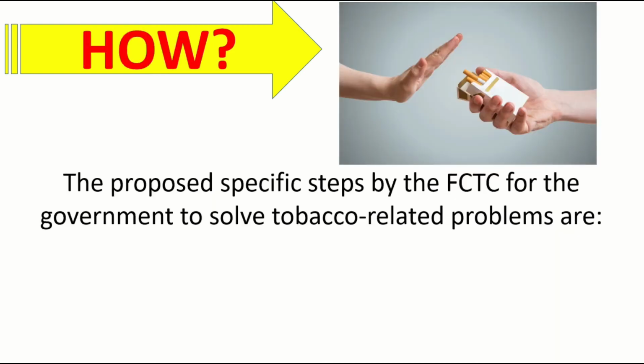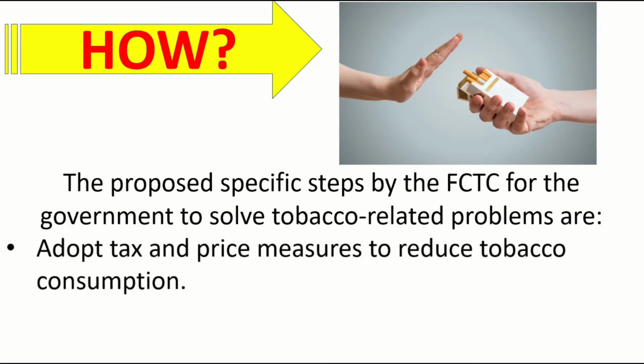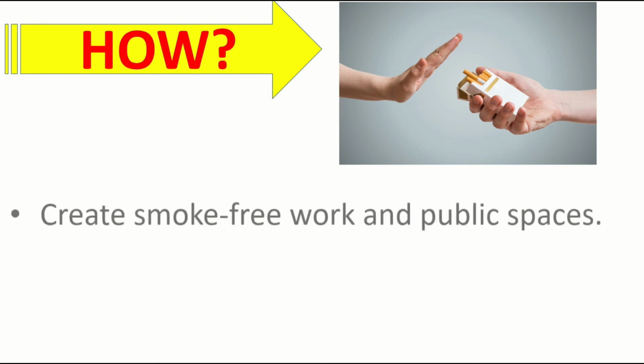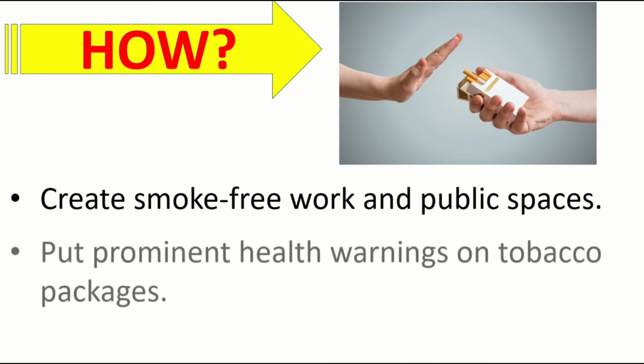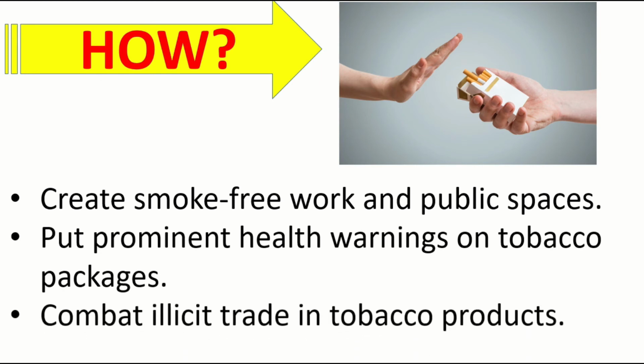The proposed specific steps by the FCTC for the government to solve tobacco-related problems are: adopt tax and price measures to reduce tobacco consumption, ban tobacco advertisement, promotion, and sponsorship, create smoke-free work and public spaces, put prominent health warnings on tobacco packages, and combat illicit trade in tobacco products.